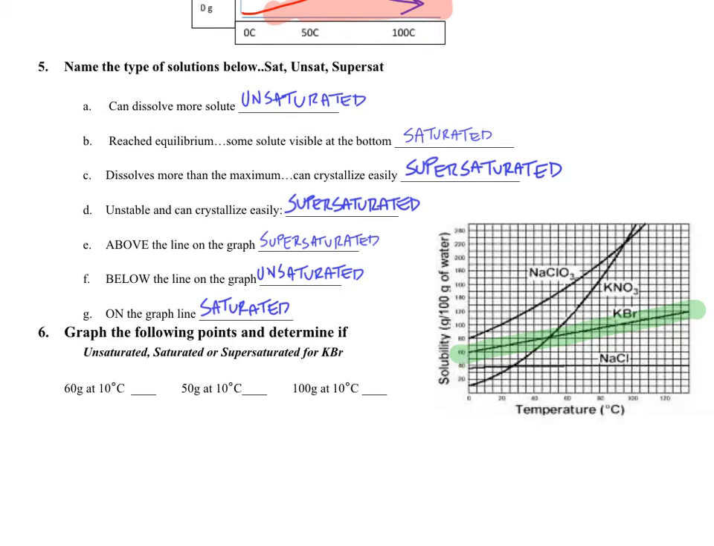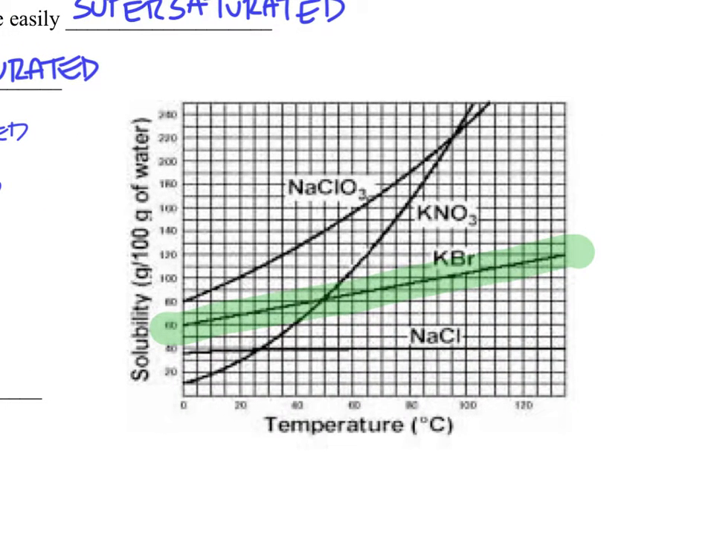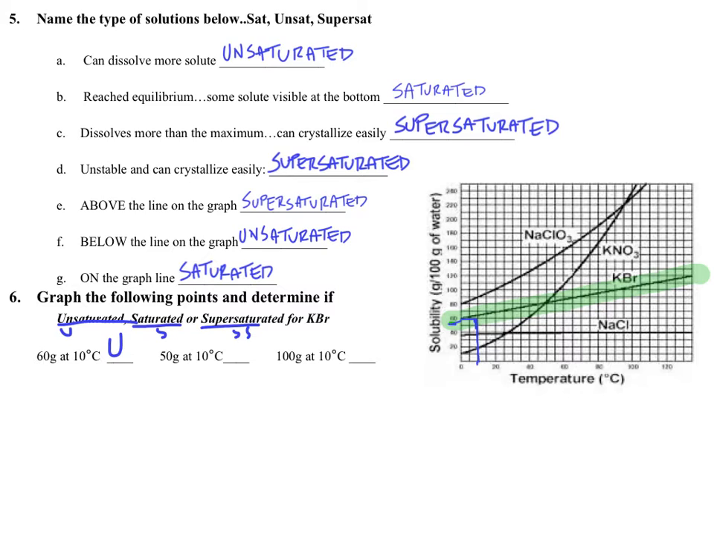So if we look over here to the right, I find 60 grams at 10 degrees. I'm going to zoom in a little bit on this graph. So 60 grams is about right there. Let me choose a different color. 60 grams about right there. 10 degrees, so if this is 20, 10 is right here in the middle. If I follow those points up, it looks like this point, even though it's very close to the line, is technically below the line. So is that saturated, supersaturated, or unsaturated? So 60 grams at 10 degrees is an unsaturated solution because it is technically below the line.